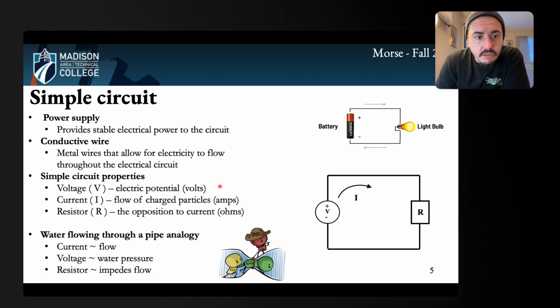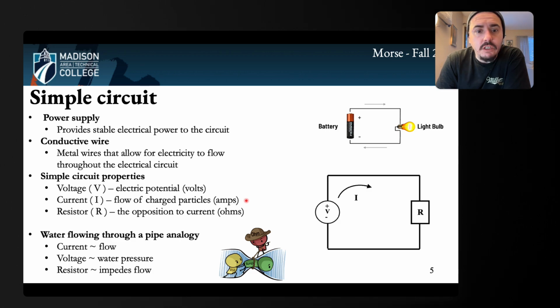The SI units for voltage are volts. The SI units for current are amps or amperage. And then the SI units for resistance are ohms.